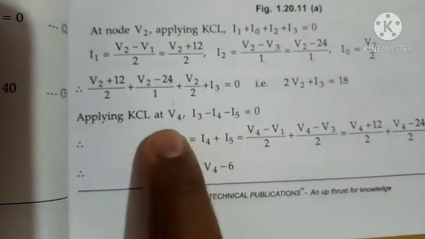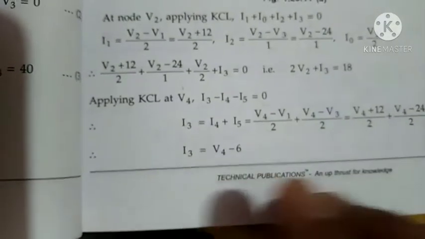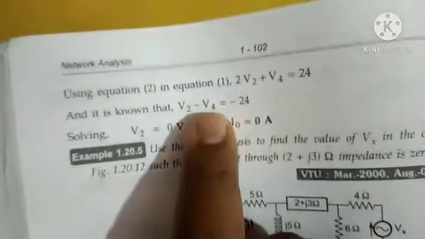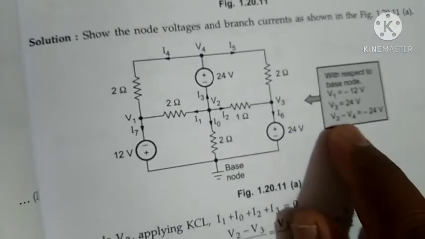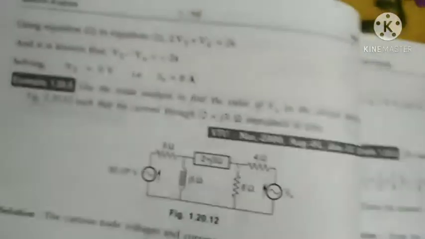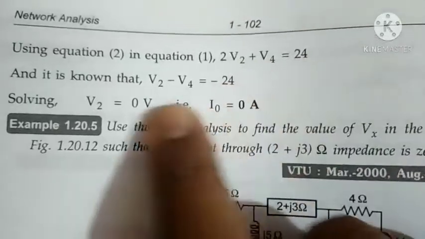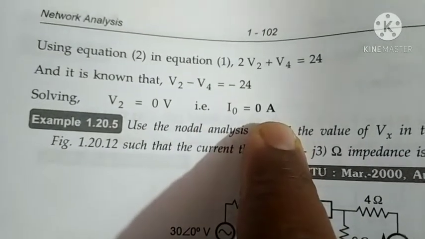Okay, applying KVL to V4, we get another equation, that is I3 is equal to V4 minus 6. Now we substitute this value in the given equation. After substituting, we get another equation, that is 2V2 plus V4 is equal to 24. Already one equation we have: V2 minus V4 is equal to minus 24, and 2V2 plus V4 is equal to 24. By solving these two we get V2 is equal to 0 and I0 is equal to 0 ampere.